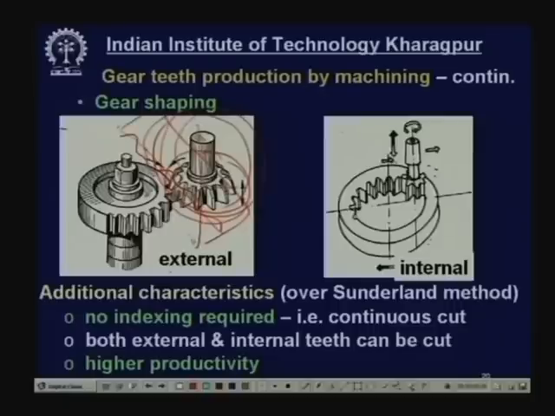This reciprocates, that is called the cutting motion, and this rotates in this direction, and this rotates in this direction, and you get all the teeth simultaneously, all the teeth in one spell. You need not do any indexing operation. This is external, this is internal. So internal teeth can also be produced by this gear shaping process. This is one additional feature. Briefly, the additional characteristics over the Sunderland method are: no indexing required, both external and internal gears can be made, and higher productivity.